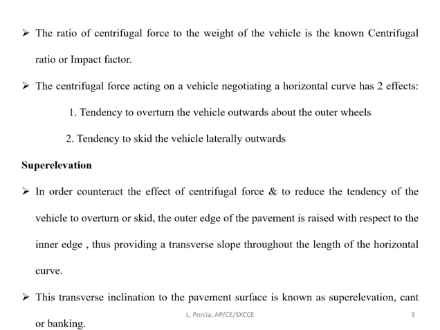To counteract these two effects of the centrifugal force, to reduce the overturning of the vehicle outwards and to reduce the skidding of the vehicle laterally outwards, the outer edge of the pavement is raised with respect to the inner edge of the pavement. Thus, a transverse slope is provided, and this transverse slope to the pavement surface is known as super elevation, or it can also be called cant or banking.